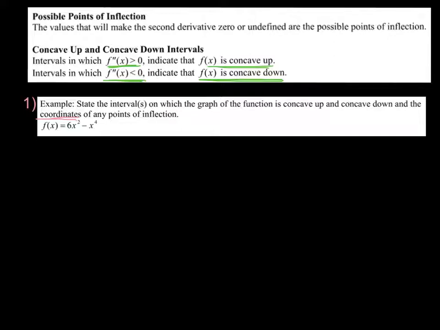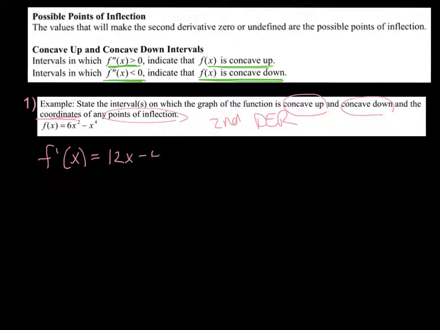All right, so we're given this function. Now, as soon as we're talking about concave up, concave down, points of inflection, that tells us we need the second derivative. Okay, so we need to memorize that if they're talking about concave up, concave down, or points of inflection, we're getting the second derivative. So I'm going to go through and first find my first derivative. All right, that would be 12x minus 4x cubed. And then I'm going to go ahead and take the second derivative. So I'm just jumping right from one to the other. It's 12 minus 12x squared.